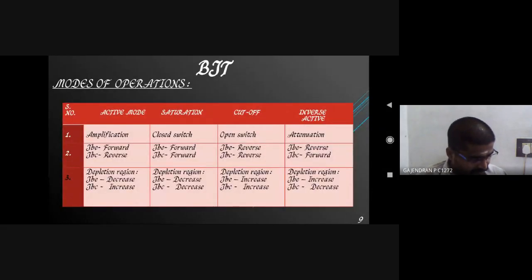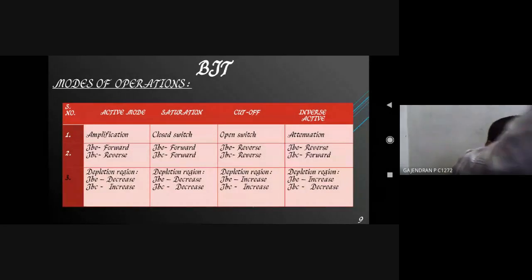Modes of operation. A BJT can be operated in 4 modes. They are active mode, saturation, cutoff, and inverse active. Active mode acts as an amplifier; it amplifies the signal. Saturation mode is a closed circuit, or closed switch, while cutoff region is an open switch. Inverse active is the reverse of active mode. In this mode, attenuation takes place.